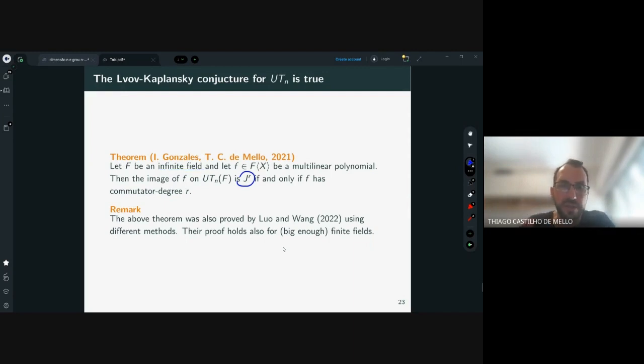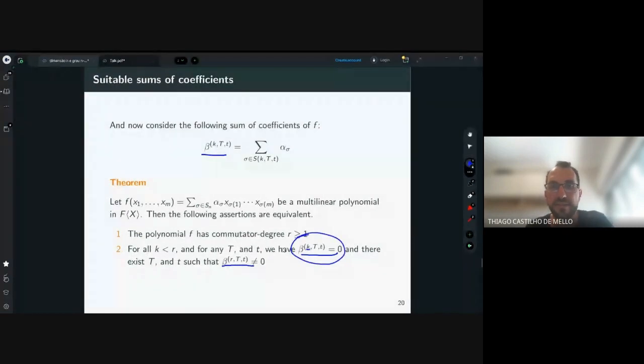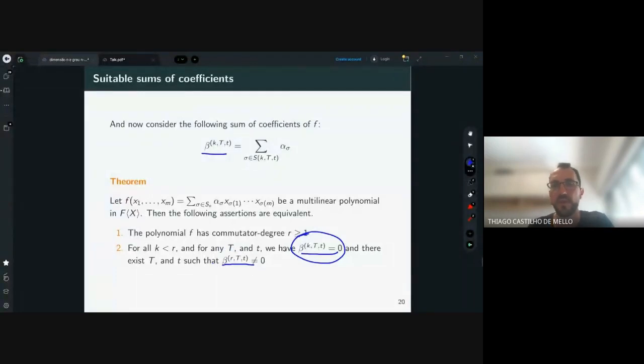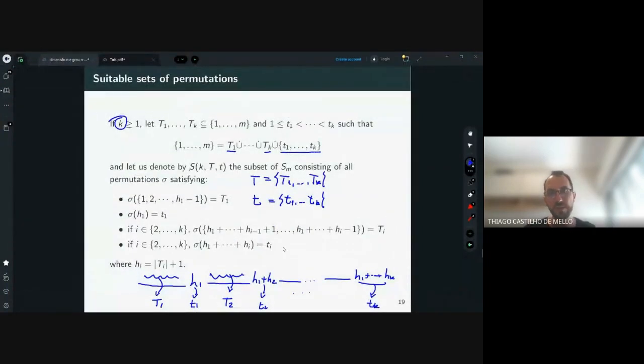Okay, I will mention how we were able to prove this using that idea of commutator degree. So if the polynomial has commutator degree R, so these guys are all zero for k smaller than R, and some of this is non-zero. Okay, so we choose this non-zero coefficient, this choice of R, capital T and small t, such that this coefficient is non-zero, and we are going to consider a specific evaluation of these matrices. That is what we are going to do.